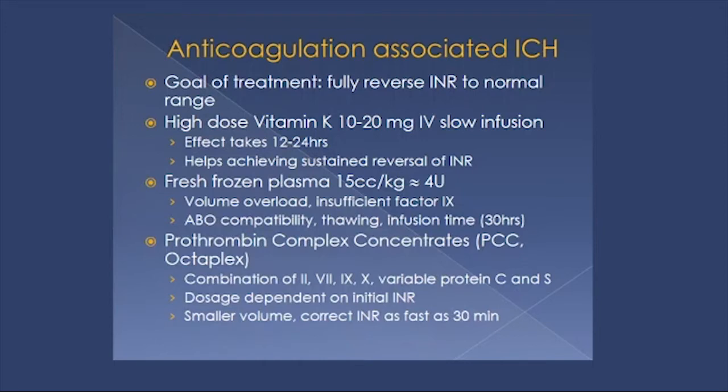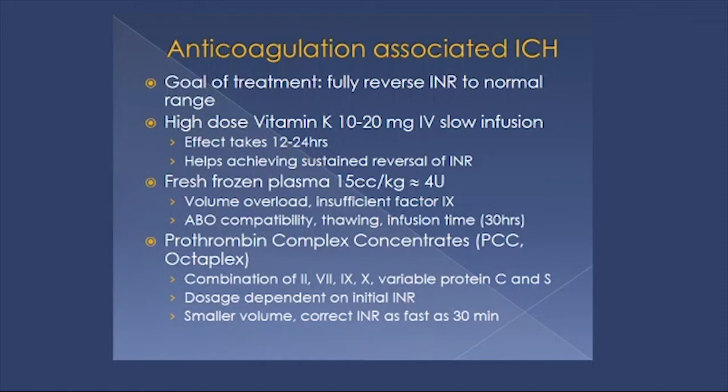I added the slide with regards to anticoagulation-associated intracerebral hemorrhage. Basically the question is, if these patients have been on anticoagulants, what should you do? The goal is to reverse the INR to the normal range. There are three different recommendations. There is high-dose vitamin K, about 10 to 20 milligrams IV infusion. Recall that it takes at least around 6 to 8 hours to notice the effects of vitamin K. The good thing is it helps to achieve sustained reversal of the INR.